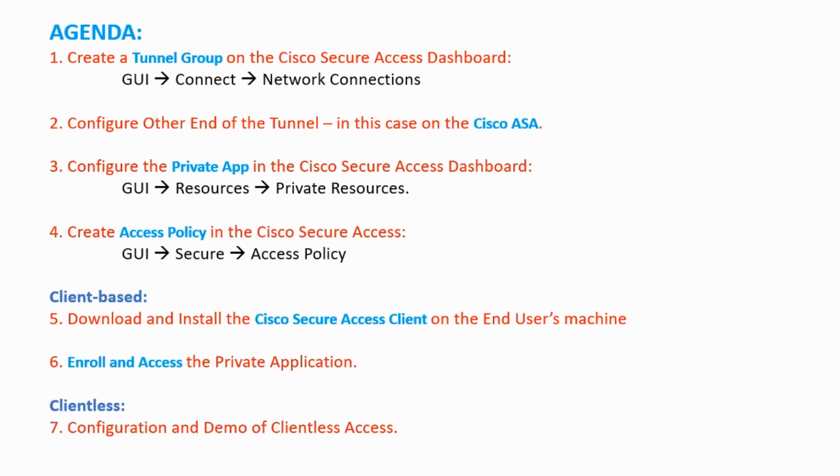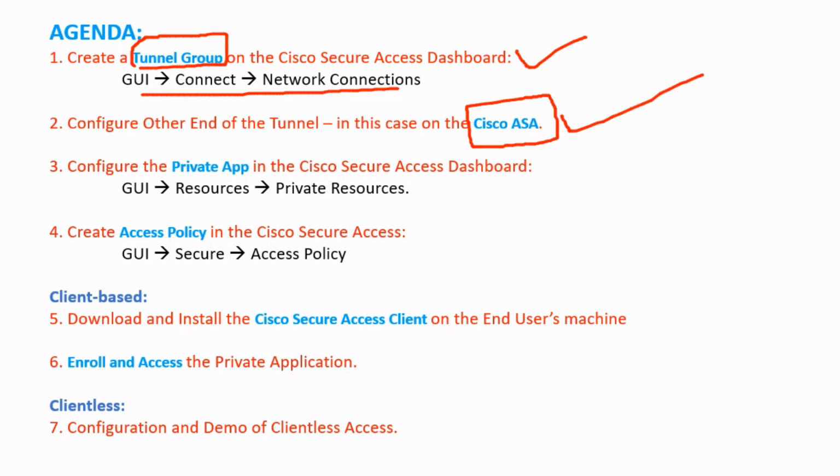Okay, so these are the steps we're going to take. The first thing we're going to do is create a tunnel group on the Cisco Secure Access dashboard, and on the GUI, this is where you do it. Then we're going to configure the other side of the tunnel. In this case, I'm doing it on the Cisco ASA. I'm going to show you how I did it and what configurations I've done on my Cisco ASA.